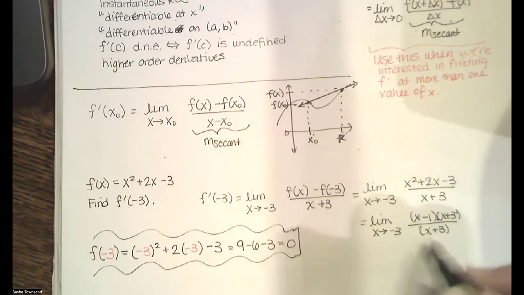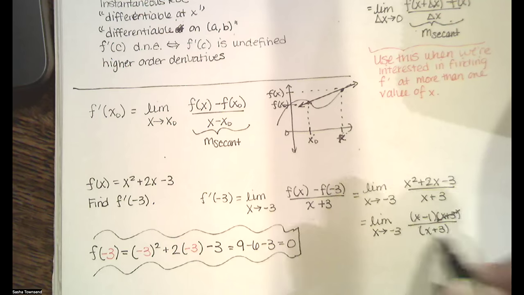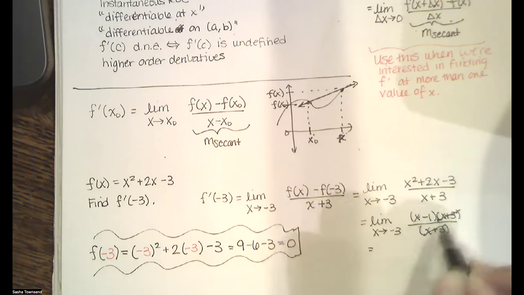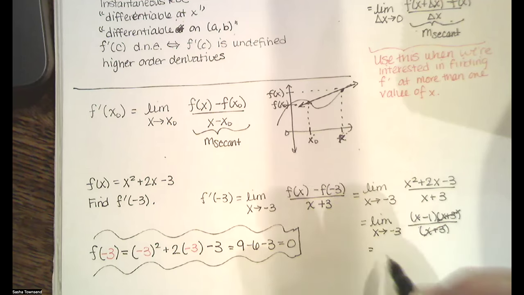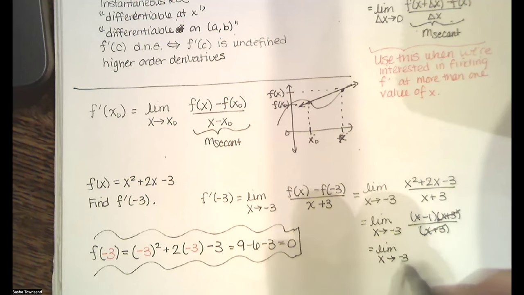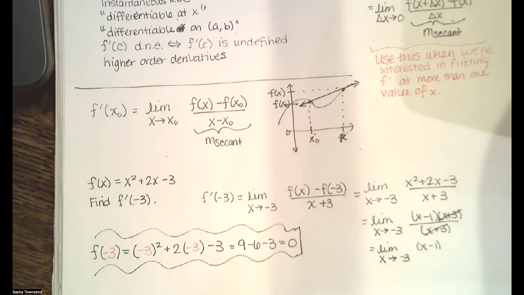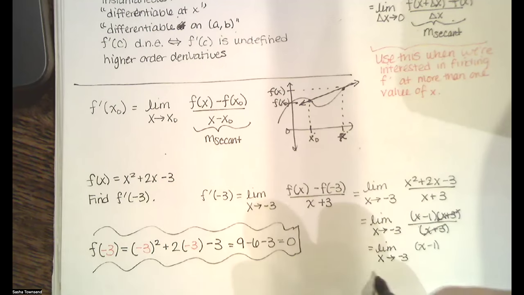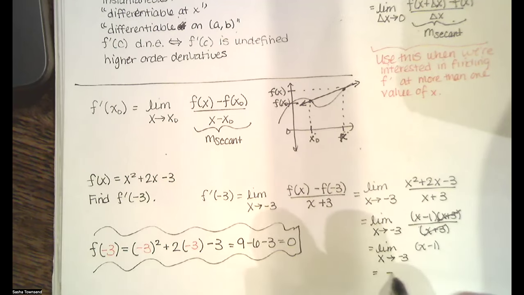This function is undefined at x equals negative 3, but if I reduce it, any number divided by itself is 1, as long as that number is not 0, and it isn't 0, because x is not equal to negative 3 when we compute the limit. So the limit of this function is equal to the limit of this function. In other words, the graph of this function is just the graph of this line, y equals x minus 1, with a hole in it at negative 3.